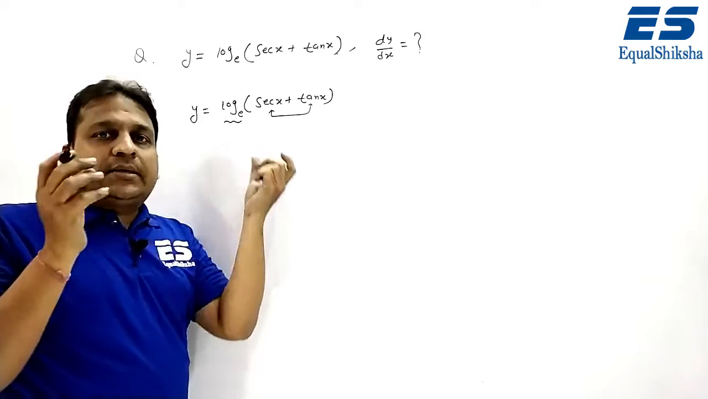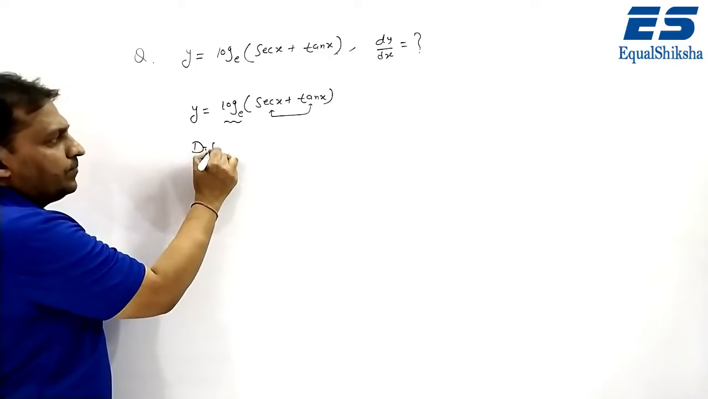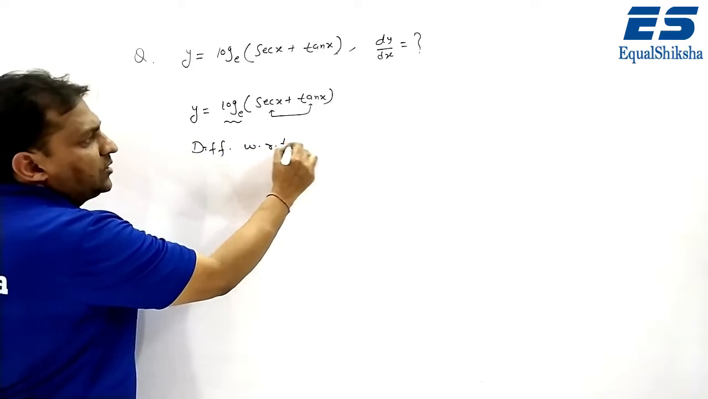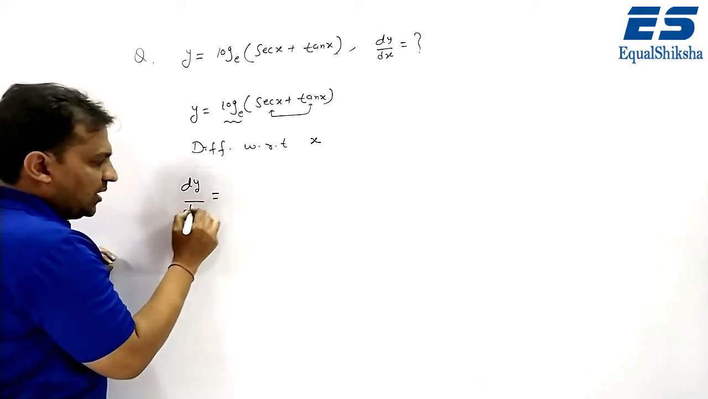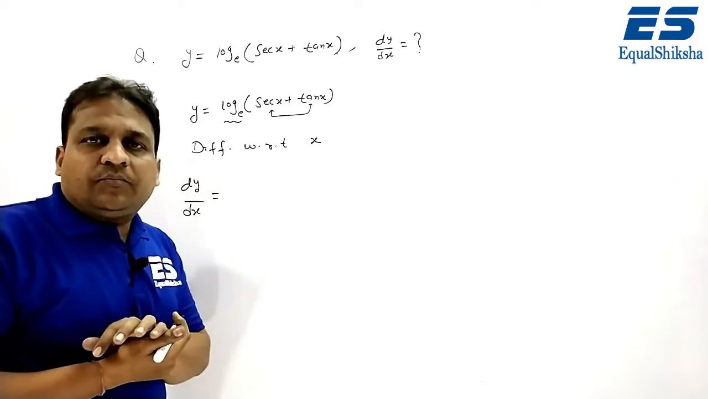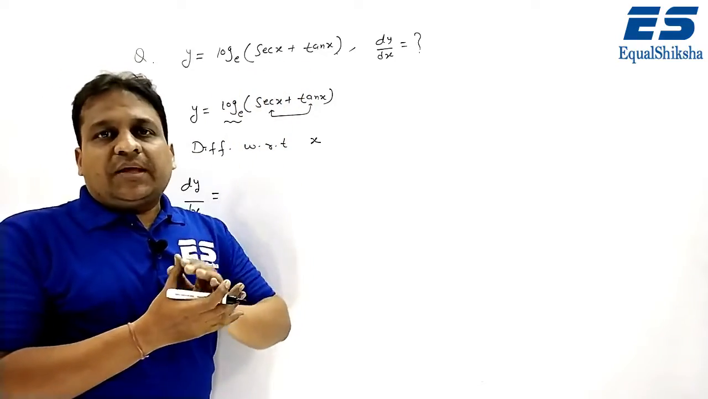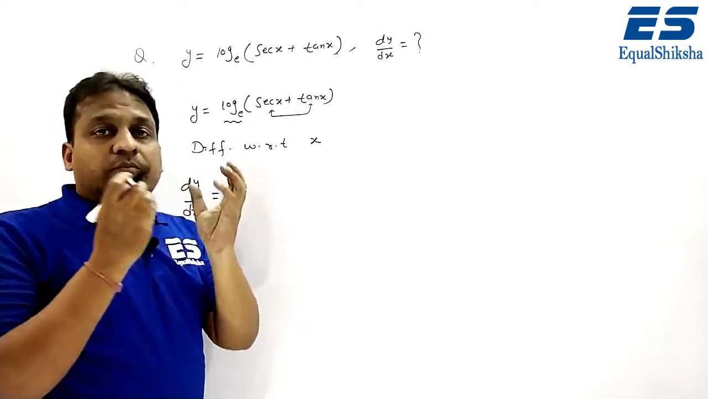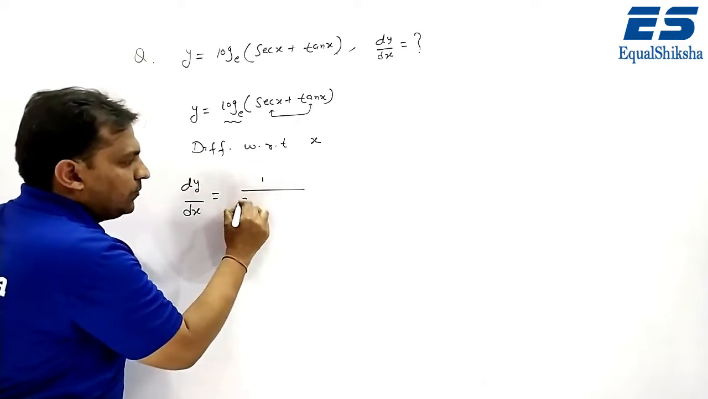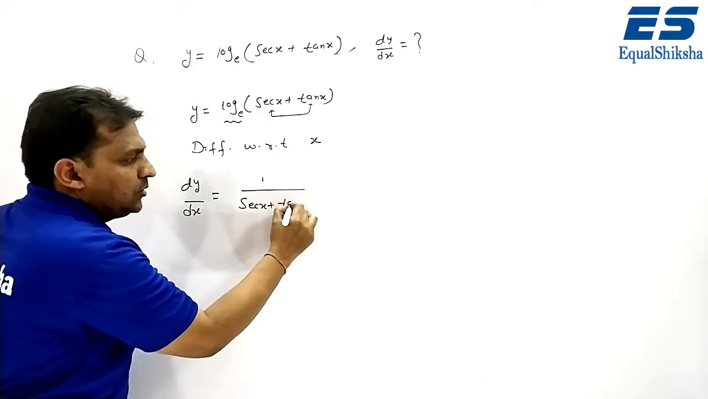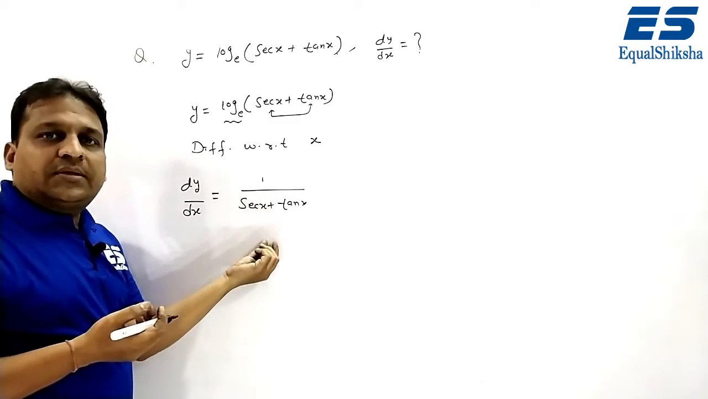So we will consider sec x plus tan x as one whole function. Now we have to differentiate this function with respect to x. Now the value of dy by dx. For solving such a question, first we have to differentiate the first function, and the first function is log, and we will consider the remaining function as an x, and the differentiation of log x will be 1 upon x. So here there will be 1 upon sec x plus tan x, because sec x plus tan x is considered as an x, so there will be 1 upon sec x plus tan x.